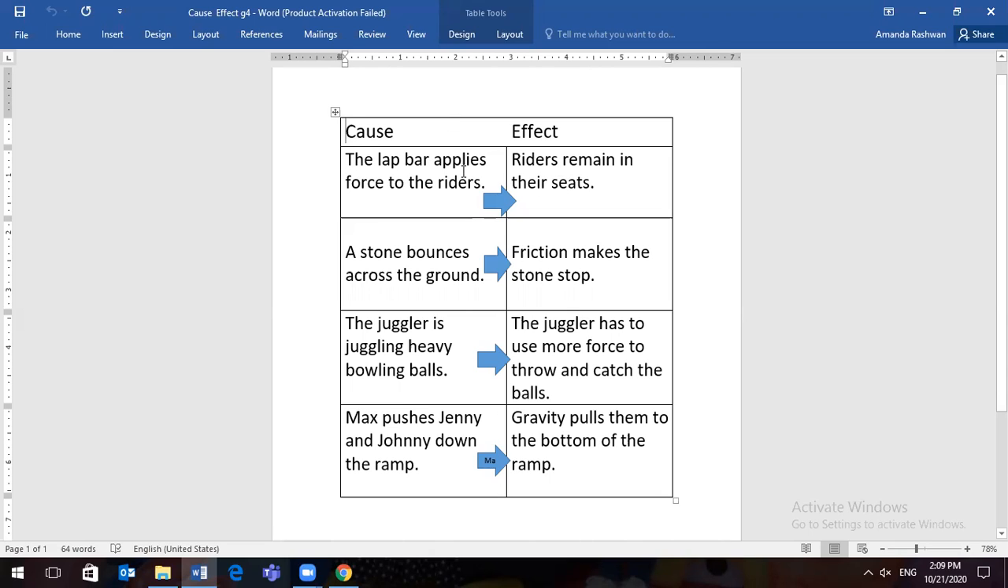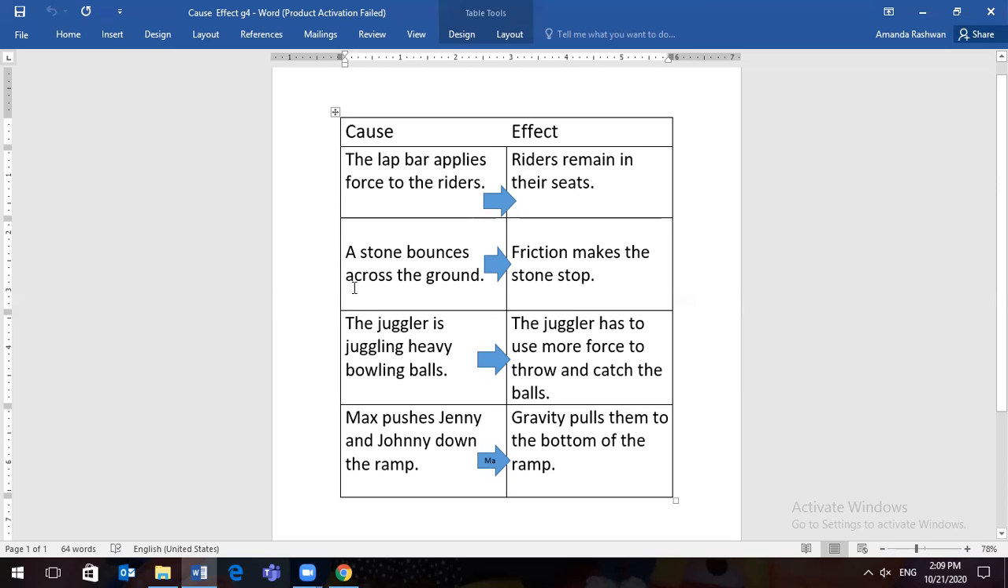What happens? The lap bar applies force to the riders. The effect, I'm sorry. Why does it happen? The lap bar applies force to the riders. The effect, what happens is the riders remain in their seats, okay?